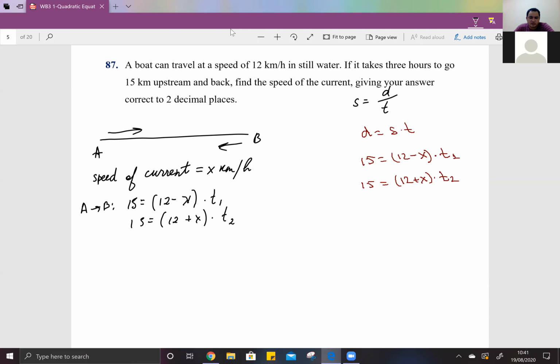That's our equation. Now, from here, we need to find X. We have 2 equations, 2 variables. Can you solve it for X? And also don't forget that what we know here is T1 plus T2 equals 3 hours, right? The total time.